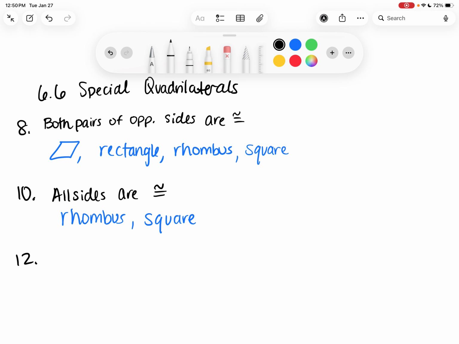This one deals with angles. Exactly 1 pair of opposite angles are congruent. Is that true for a parallelogram? No. Nope. Rectangle? Exactly 1 pair. Notice. Nope. Rhombus? No. Nope. Square? No. Kite? And trapezoid? Nope.